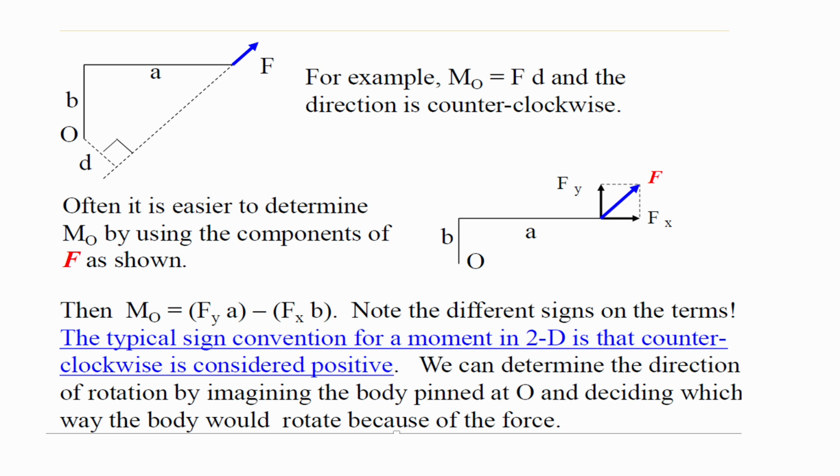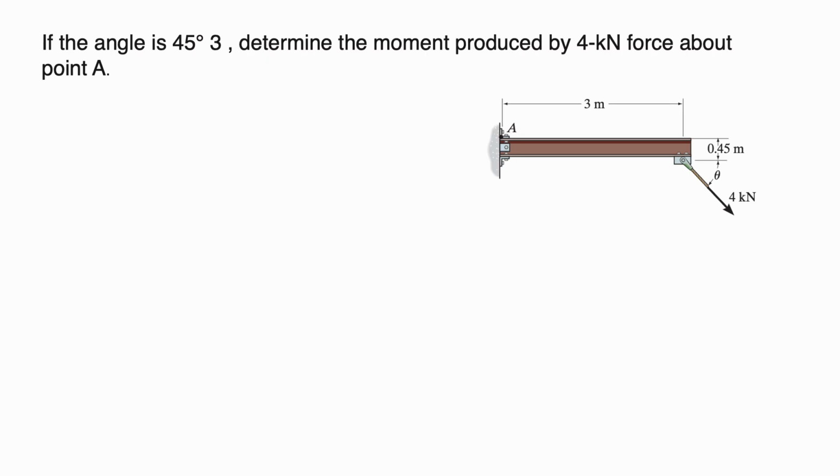So note the different signs on the terms. The typical sign convention for a moment in 2D is that counterclockwise is considered positive, and we can determine the direction of rotation by imagining the body pinned at O and deciding which way the body would rotate because of the force. So let's do this example.